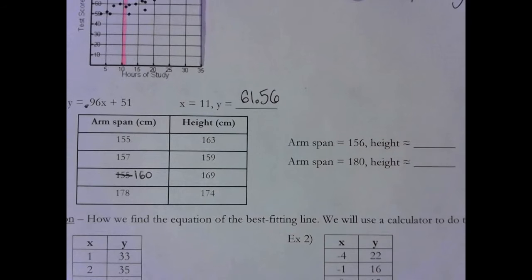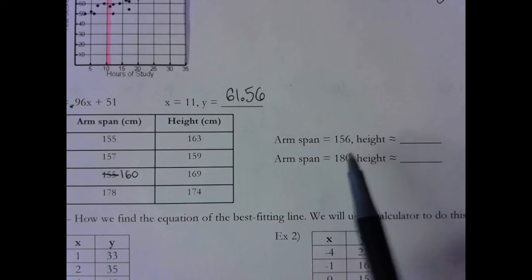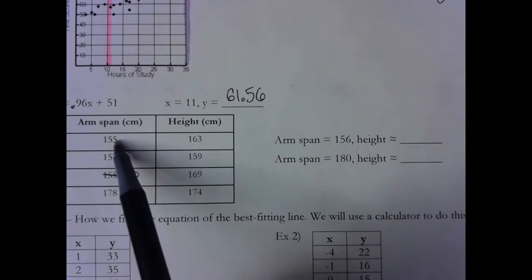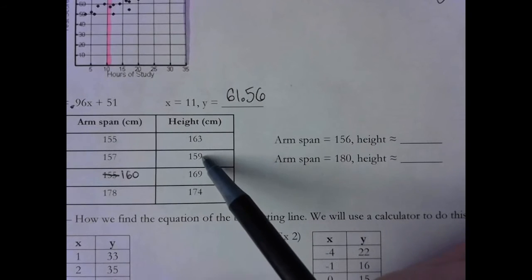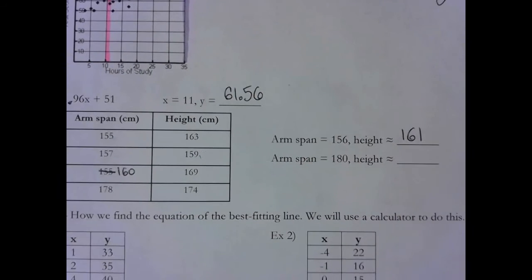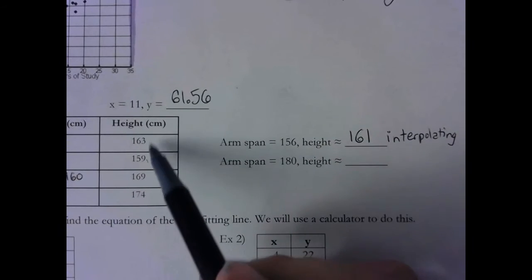So that's what this information is. So if we're told, okay, I want to know if my arm span is 156 centimeters, what could I expect the height to be? Well, we got 155, we got 157. So that means our height needs to be between 163 and 159. So I would guess 161. And this is an example of interpolating. Because notice we went between 2 points.